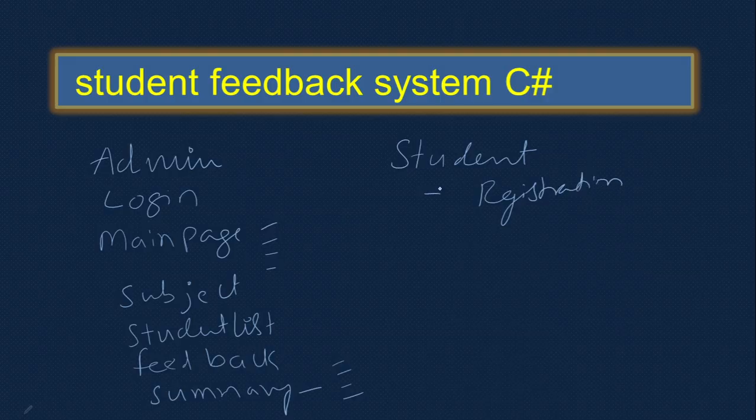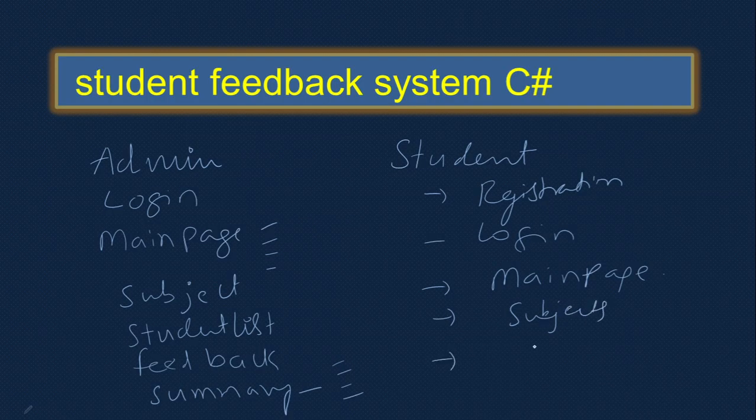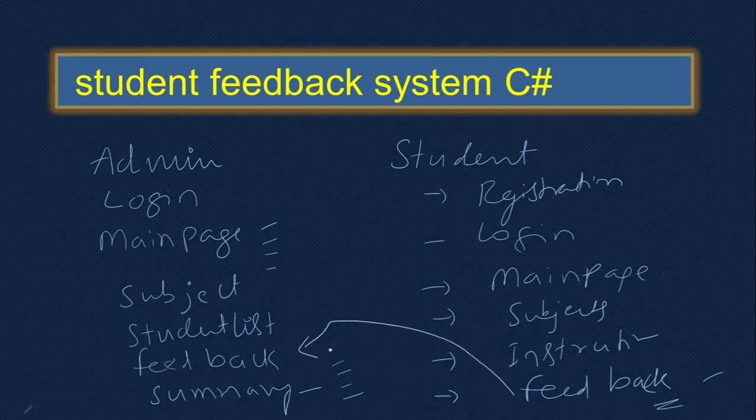As far as the student is concerned, the student can do the registration. After registration, they can log in. After login, they go to the main page. Here you can view the subjects that are there, then some instructions on how to give the feedback, then the feedback form. You need to fill up the feedback form, and that result will come to feedback. Based on that, you can create the summary. All this I will demonstrate and show you.